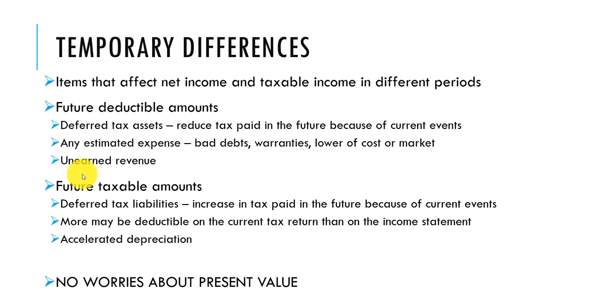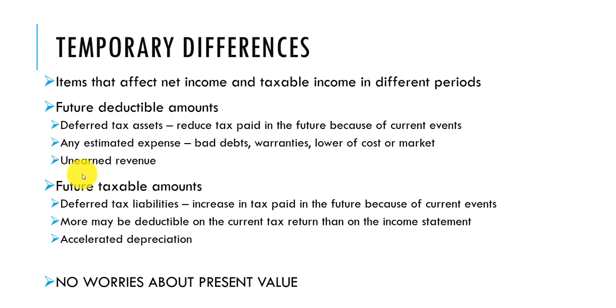Future deductible amounts are items that are currently on our income statement, but will be deductible in the future, meaning they will reduce our taxable income in the future. That is a deferred tax asset, because your taxes in the future will be lower because of what you did this year. So a deferred tax asset is an item that is going to cause your taxes to be less in the future.